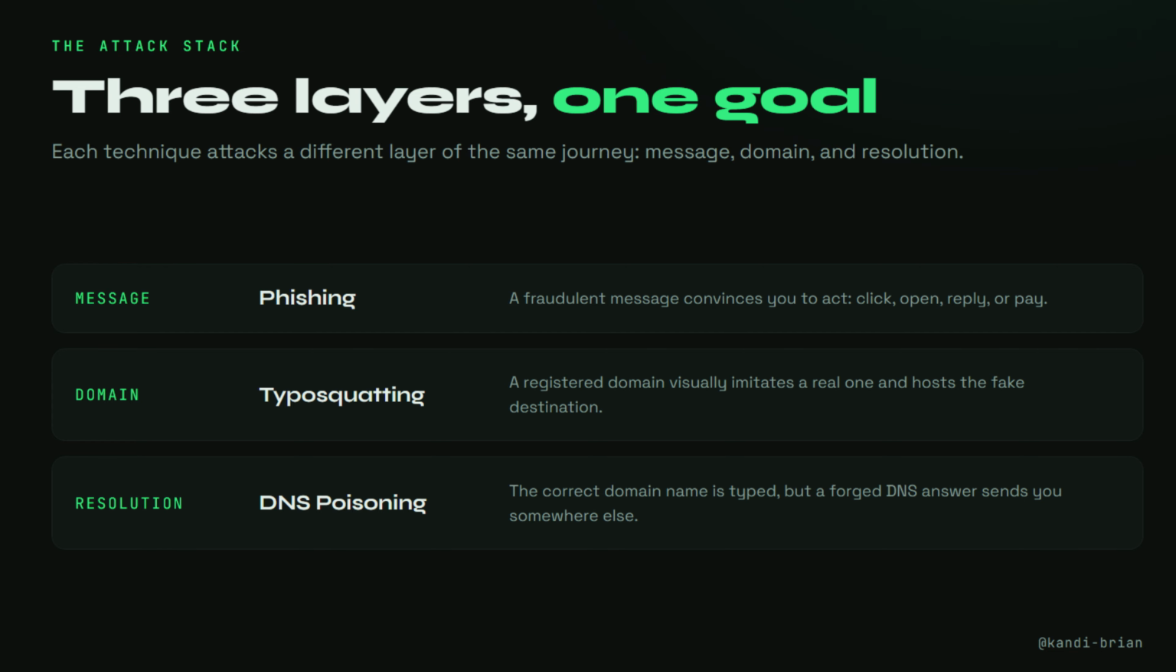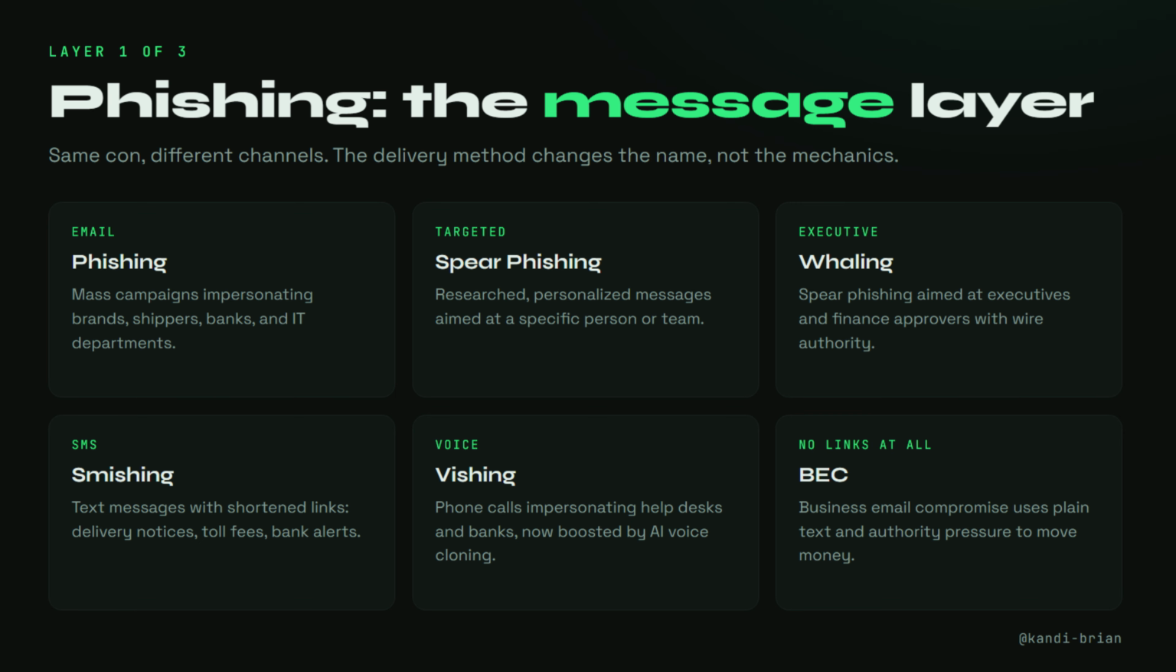Now for phishing, that's the message layer. It's the same con delivered through different channels, and the channel changes the name, not the mechanics. Classic email phishing is the mass campaign. Fake shipping notices, fake bank alerts, fake IT password resets. Spear phishing is the researched, personalized version aimed at a specific person or team. Whaling points that spear at executives and finance approvers, the people who can authorize a wire transfer, for example.